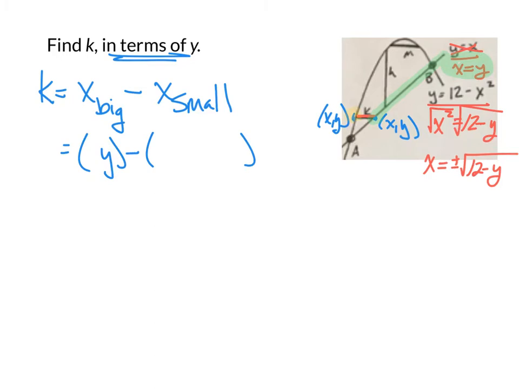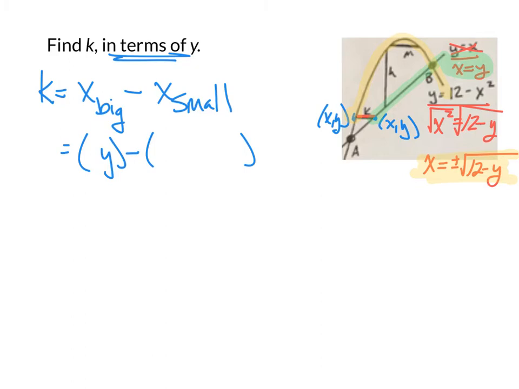So the smaller point is the one that is on the parabola, which when we follow that curve brings us over to this equation, and we have 2 options to choose from. One of them is either the positive square root of 12 minus y, and the other one is the negative square root of 12 minus y. Well, which one do we choose?